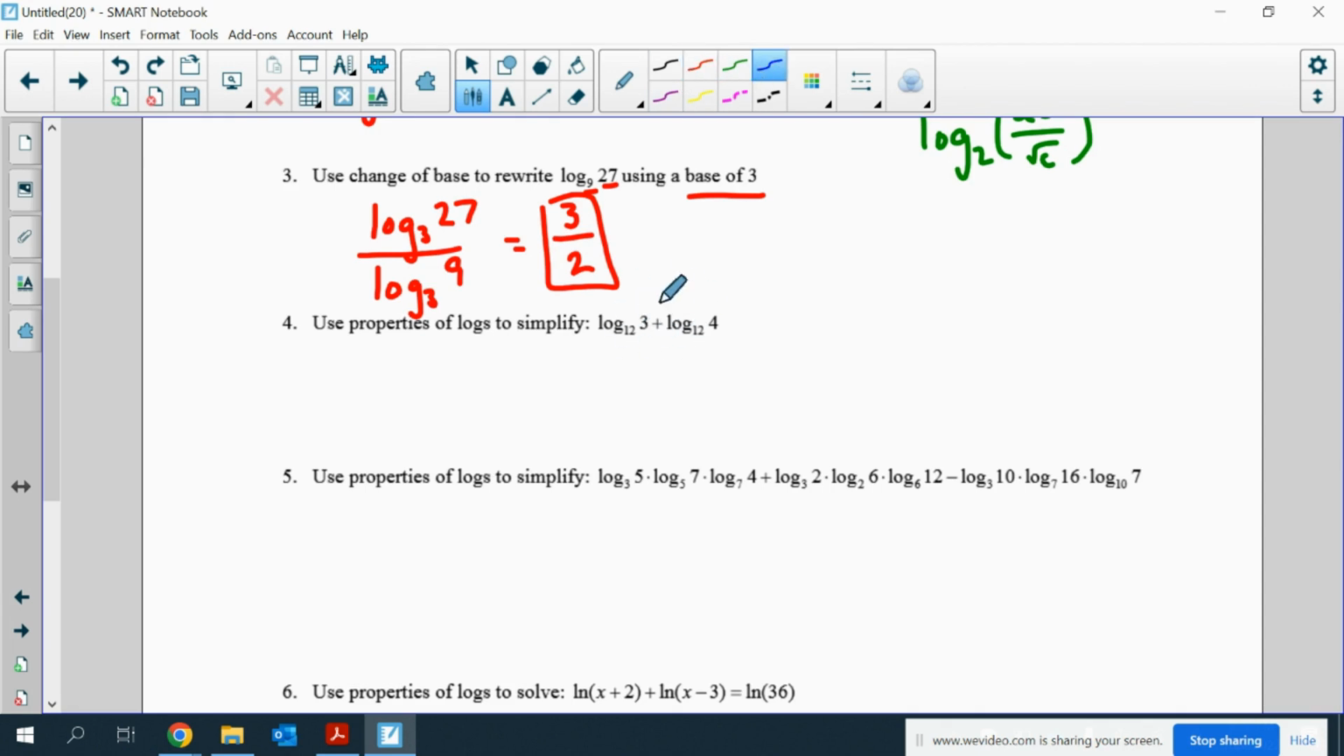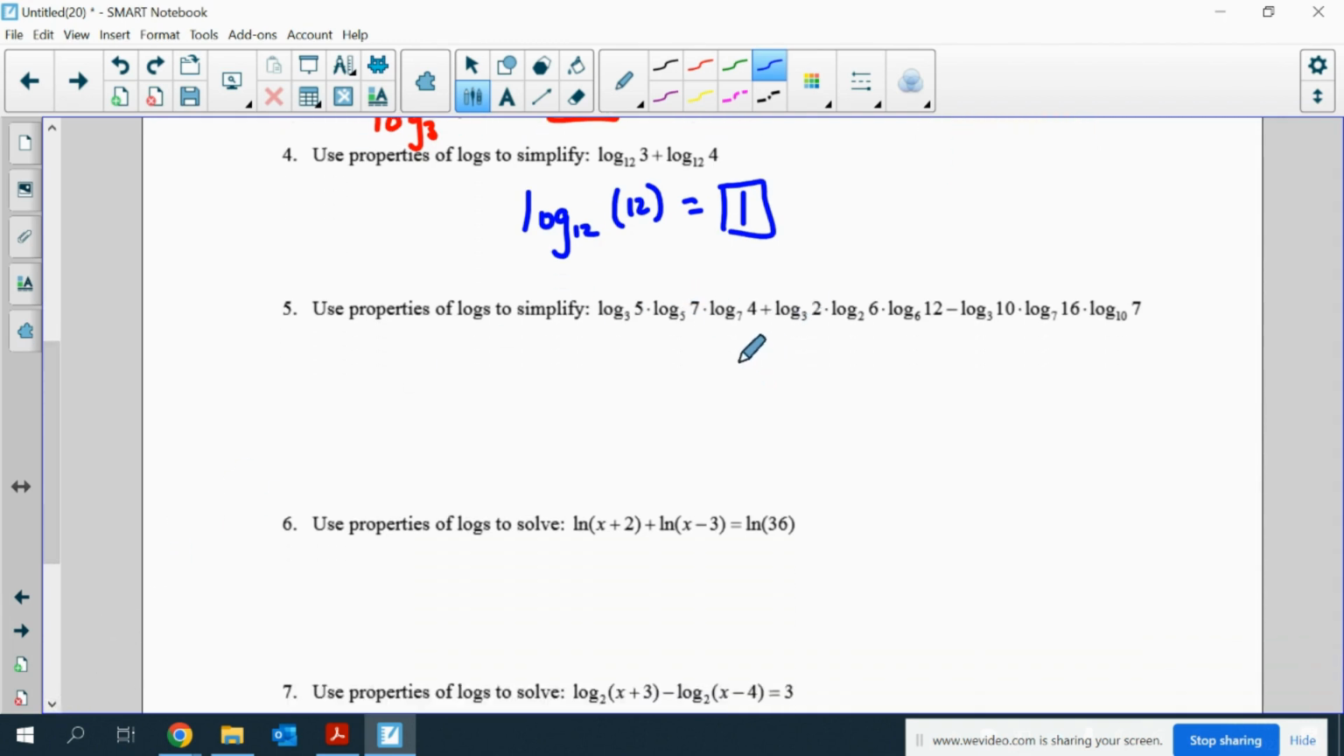If we use a property of logs with the same base and a plus, I'm going to rewrite this as log base 12 of 3 times 4, which is 12. Log base 12 of 12 is 1.